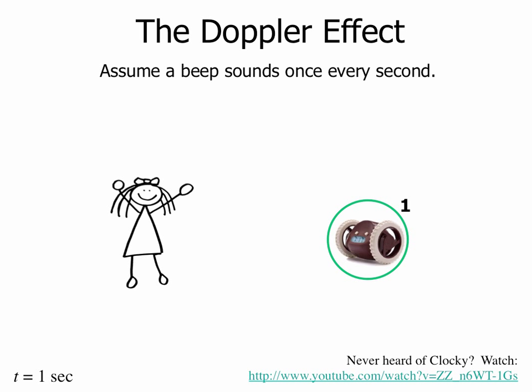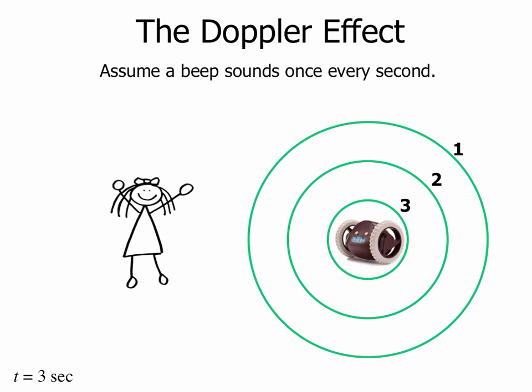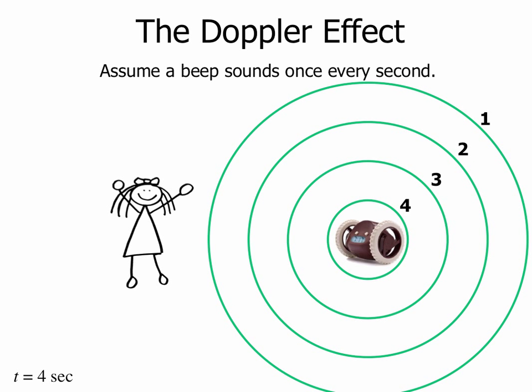Now let's suppose on this particular morning, Clocky is stopped and not moving. So a second later, the first beep will have moved further away from Clocky, and the second beep will have started and still be centered on Clocky. A second later, we will have a third beep. So again, beep 1 has now moved out even further. Beep 2 is moving outward from where it started. Beep 3 is moving outward from where it started. And even a second later, again, this continues.